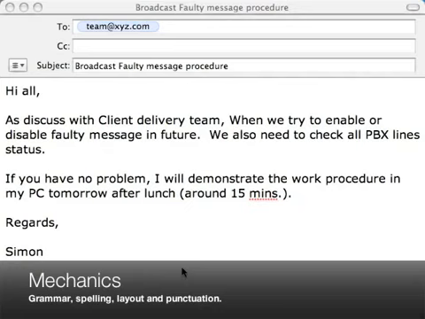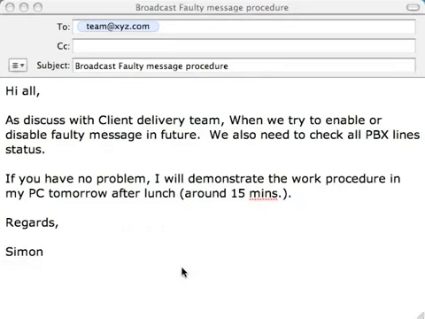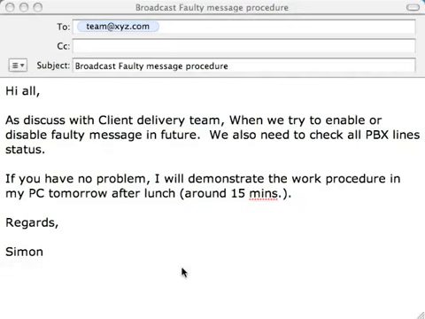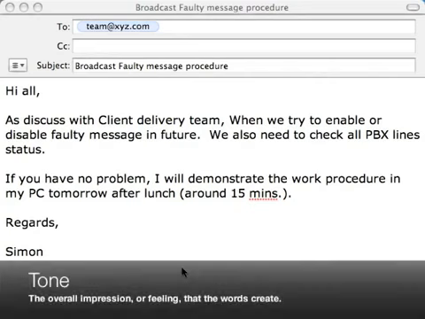First, we'll look at the mechanics. By that I mean the grammar, spelling, layout, and punctuation. Then we'll look at the style and tone of the writing. Style is the way we use words, and tone is the overall impression or feeling that the words create.